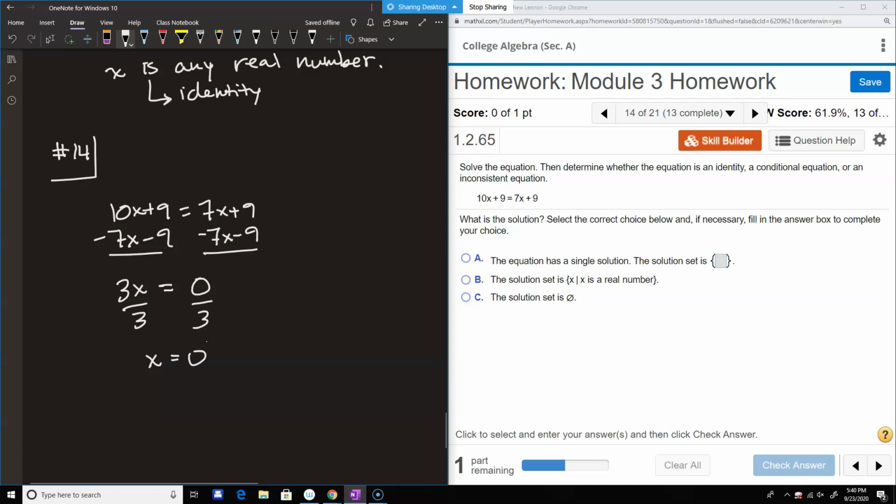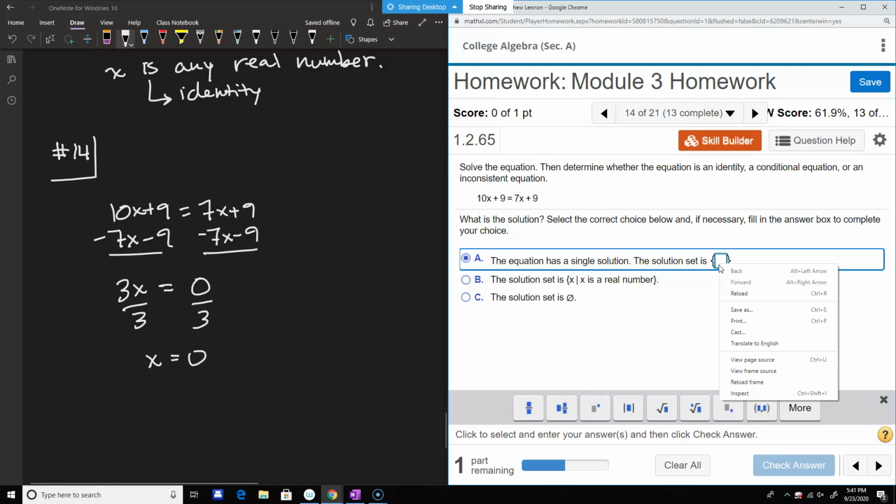Remember that if 0 is on the top of the fraction, that makes the fraction 0. If you see 0 on the bottom of a fraction, that's when the number's undefined. Sometimes people get mixed up and they think 0 on the bottom makes it 0, but it's when 0 is on the top. So this has the single solution, and that solution set is 0. This is known as, again, terminology is not too important, but this is called a conditional equation.